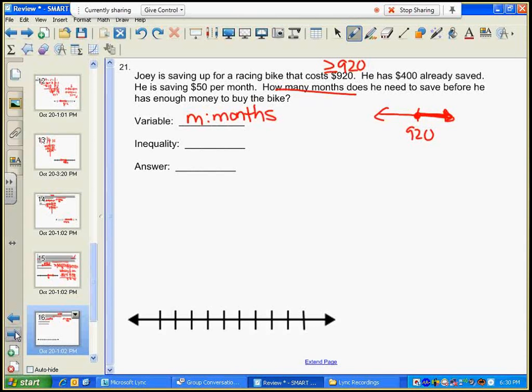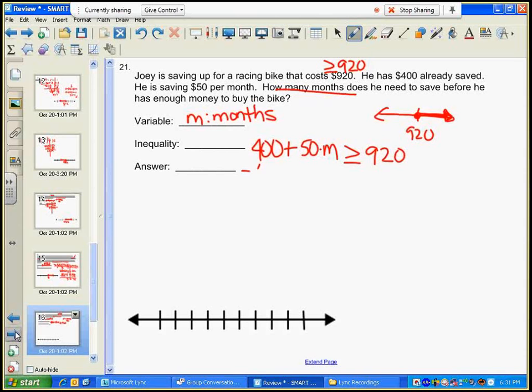So he already has $400. Oh, so let me write that down. Something is going to be greater than or equal to 920. He already has 400, and I'm going to add to it $50 a month. How do I say $50 per month? It's going to be $50 times the number of months that he saves, right? So here we go. Let's go ahead and solve it.